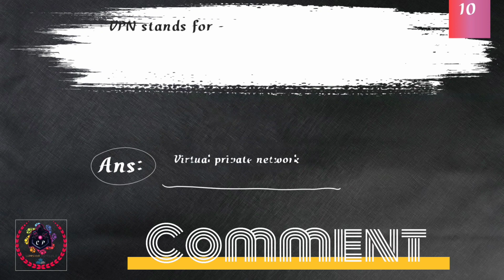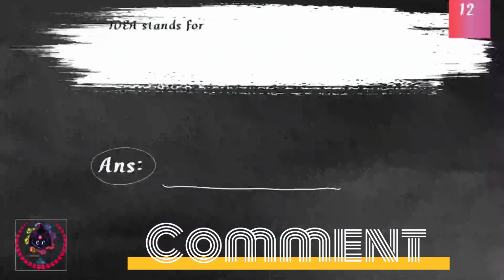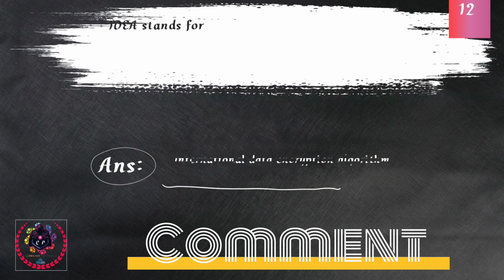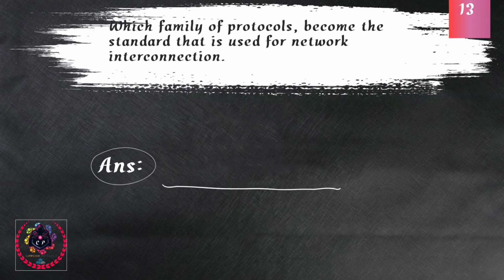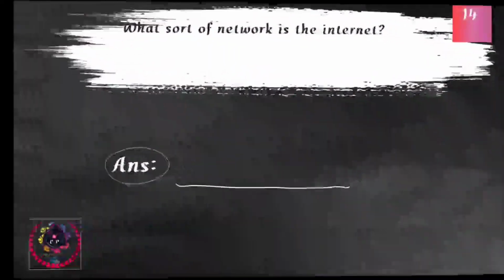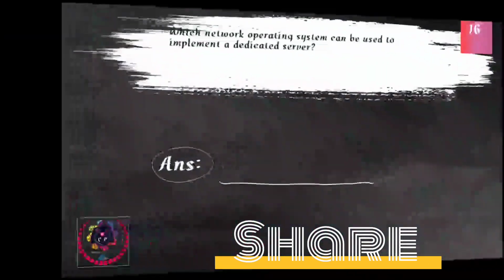VPN stands for Virtual Private Network. It is built on the internet as a private network. IDEA stands for International Data Encryption Algorithm. Which family of protocols became the standard used for network interconnection? TCP/IP. What sort of network is the Internet? WAN. WAN stands for Wide Area Network.